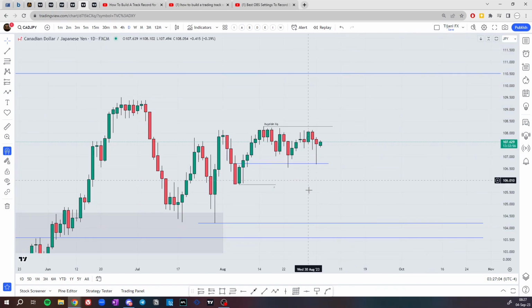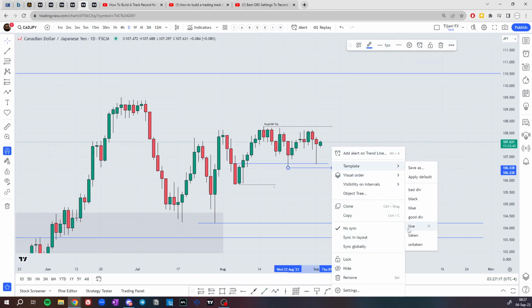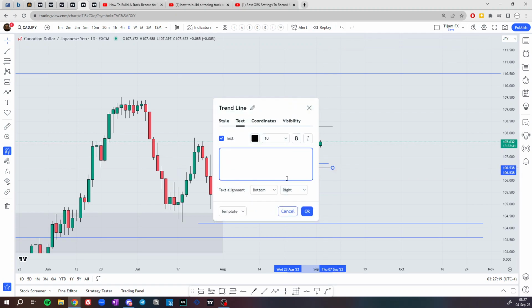Otherwise, I'm still expecting bullishness from this level here, from this daily order block, like we said, and we have sell side liquidity, sorry for that, below these lows here.